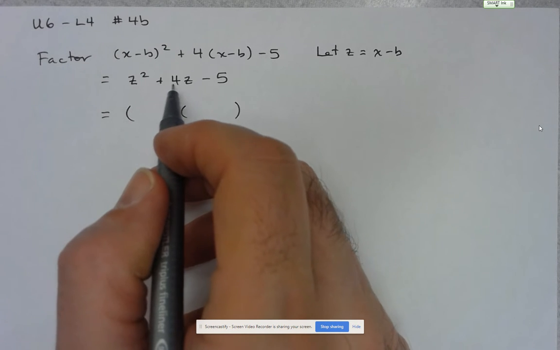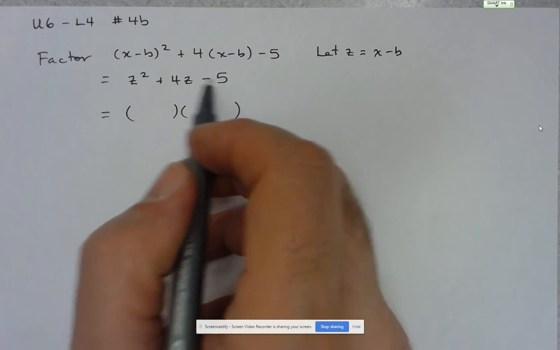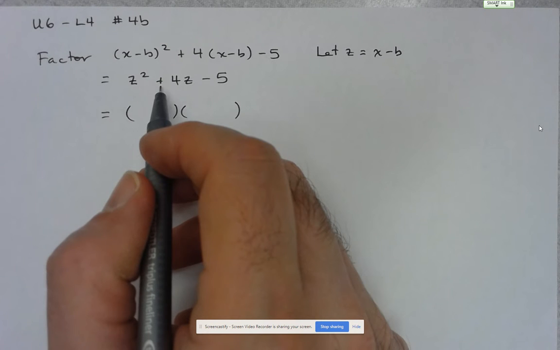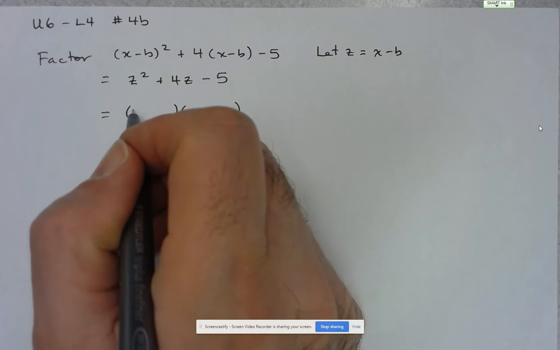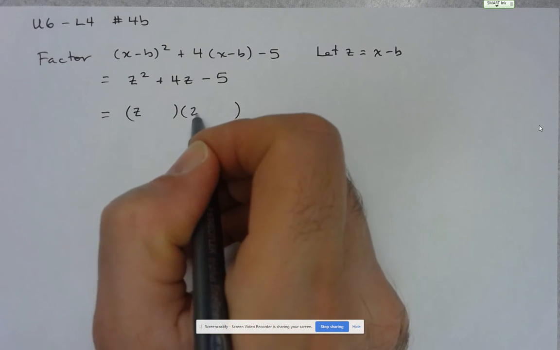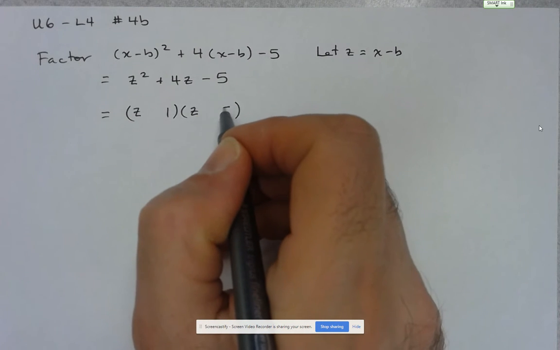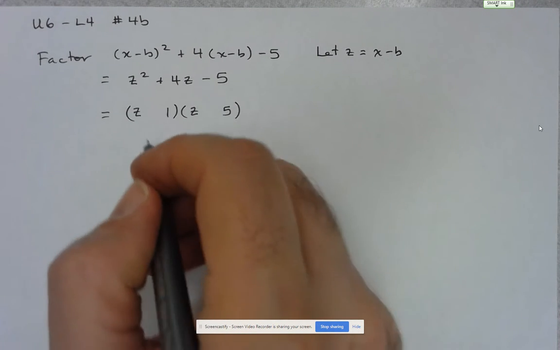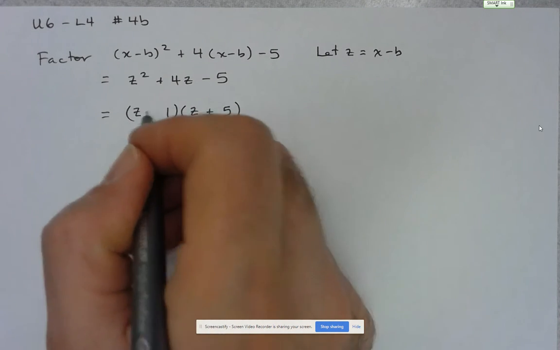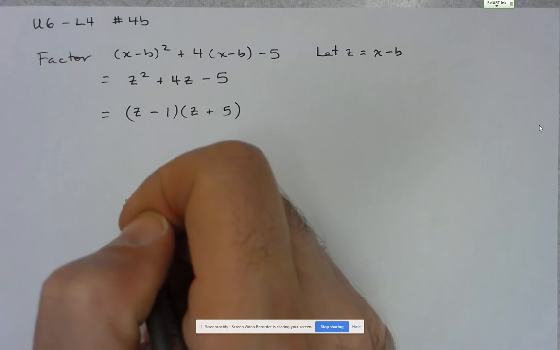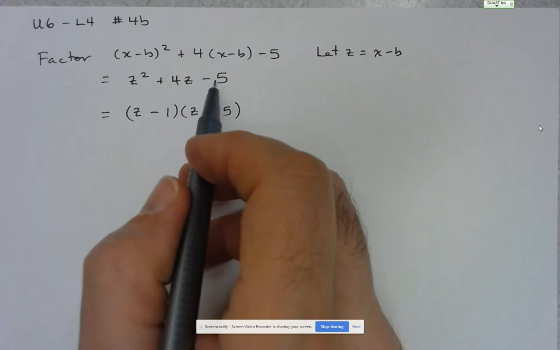Okay, and I believe 5 and 1 will do the trick, but if it has to add up to 4, it's going to be positive 5 and negative 1. So I know this has to be z and z, so 1 and 5, but since I want the plus 4, it's going to be plus 5 and minus 1. All right, so now we've managed to factor this trinomial.